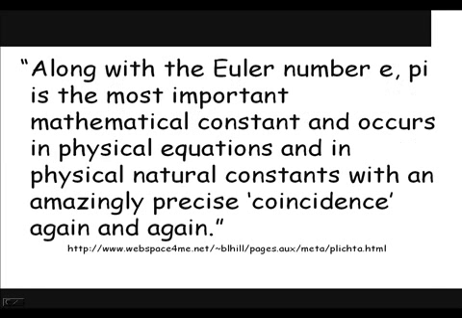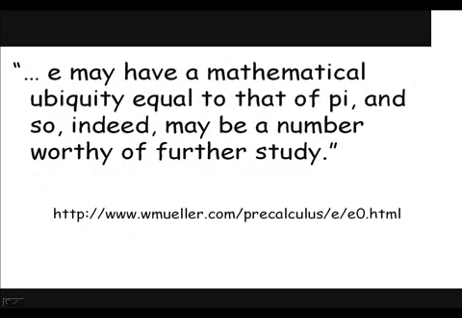I have a bunch of quotes. These are taken off the internet a few years ago, so these links may not be right for where they're at, but they were at one time. Along with the Euler number e, pi is the most important mathematical constant and occurs in physical equations and in physical natural constants with an amazingly precise coincidence again and again. e may have a mathematical ubiquity equal to that of pi, and so indeed may be a number worthy of study. I'll let you read the rest.